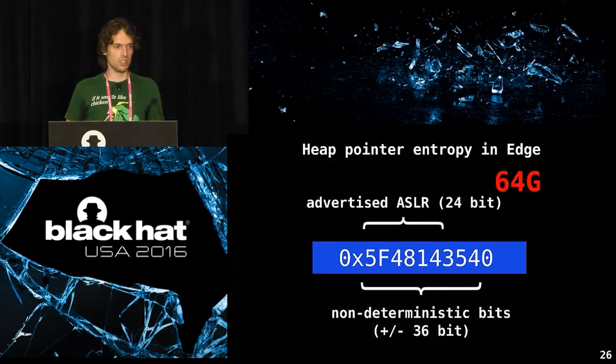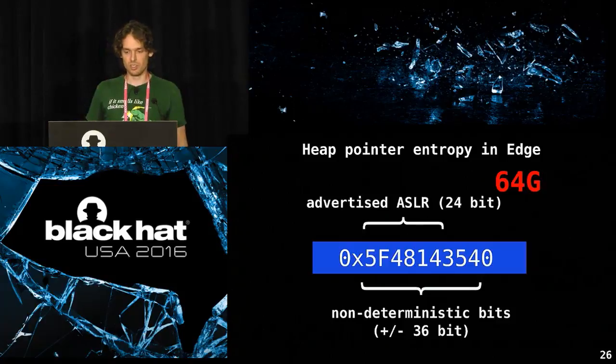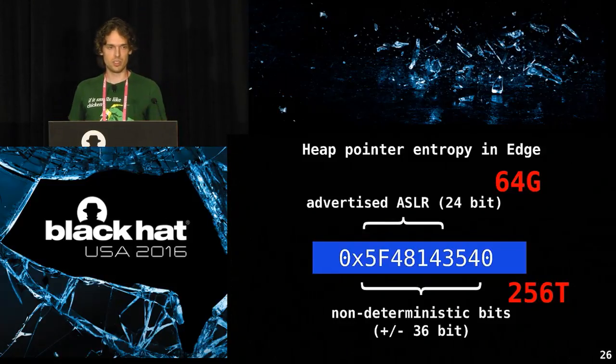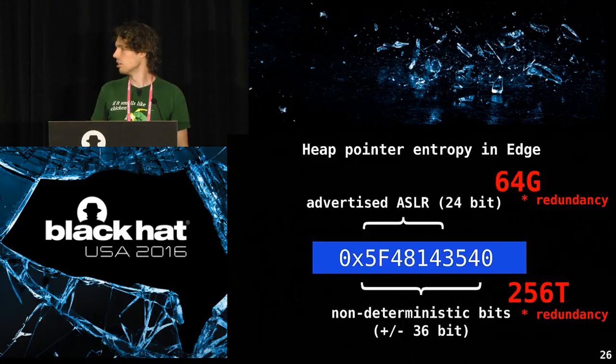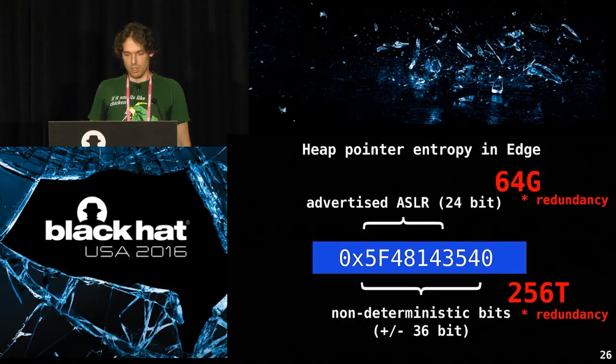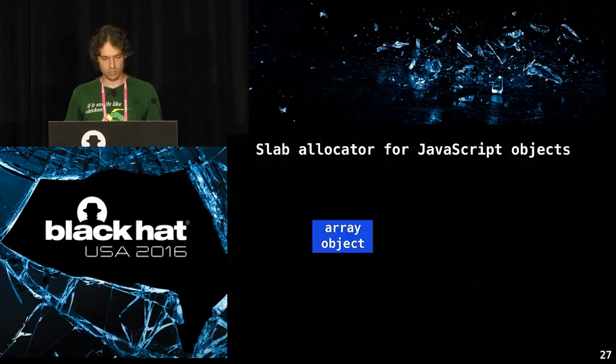So that's already not useful. And if you account for 36 bits of entropy, you need 256 terabytes, which is, of course, entirely infeasible. And then to account for noise, you also need some redundancy, so you need to multiply it with some amount of redundant probes. So it's clear this is not possible. So what we first did was to employ a second side channel.